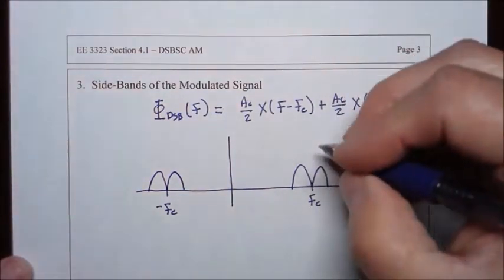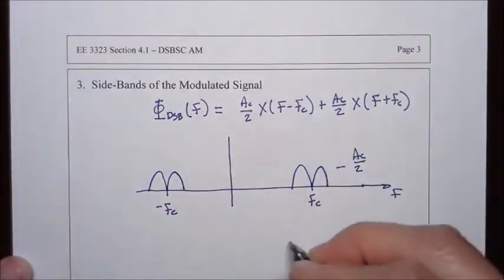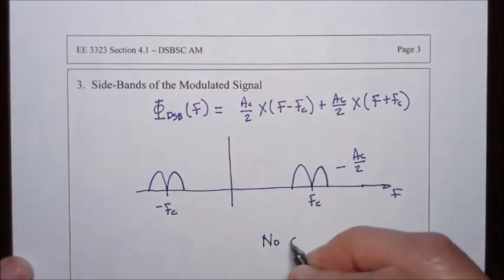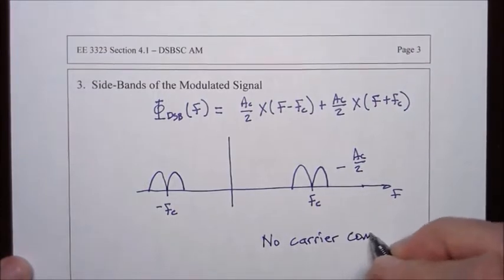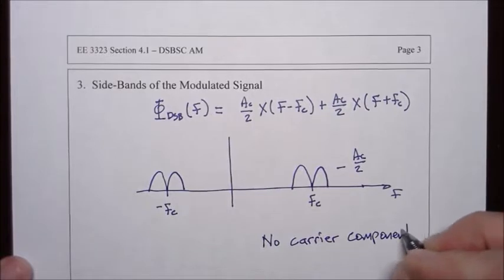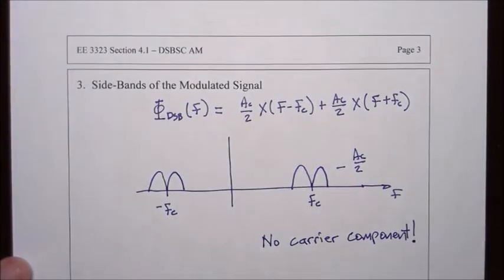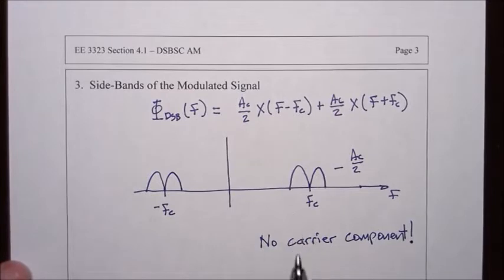You'll notice there is no component for the carrier. This is in contrast to the conventional AM or amplitude modulated signal, and we will see that component when we look at the AM modulating system. But there is no carrier component. That's why we call it suppressed carrier.